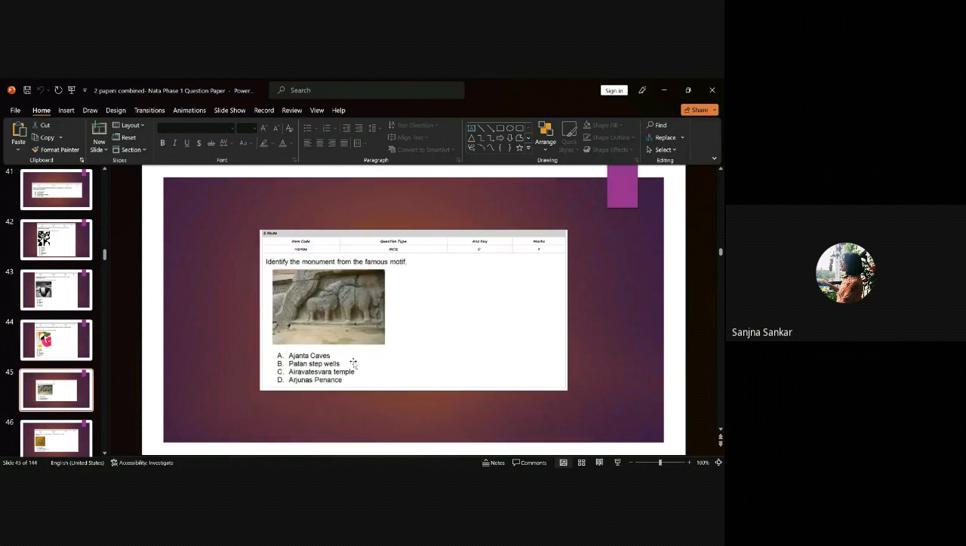In the next question, they've asked to identify the monument from the famous motif. They are asking which monument the motif seen in this image belongs to. The options are Ajanta caves, Pathan stepwells, Airavateshwara temple, or Arjuna's penance. The answer is option C, that's Airavateshwara temple. Airavateshwara temple is a temple built in Hindu Dravidian architecture, situated in Kumbakonam in Thanjavur, Tamil Nadu.